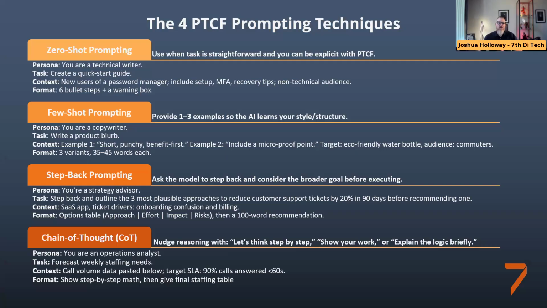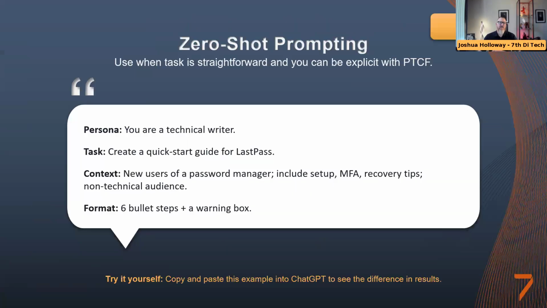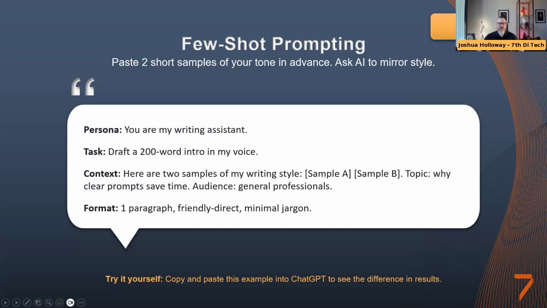Next, it's going to be a few shot prompting. That's 1 to 3 examples, so the AI learns your style and structure. So with that zero shot, you're a technical writer, create a quick start guide for, oh, sorry, I jumped one. You're a few shot, sorry. So you are my writing assistant, draft a 200-word intro, and here are 2 samples of my writing style.